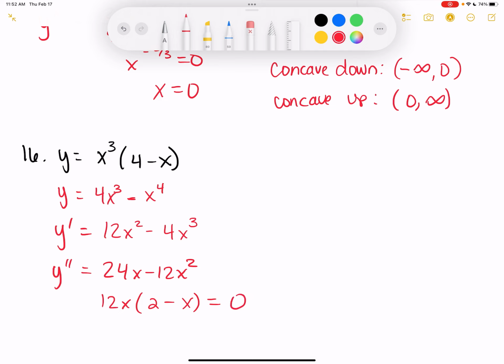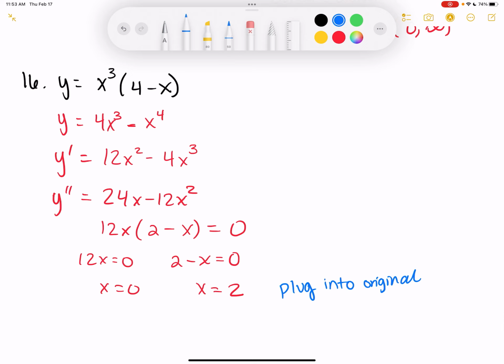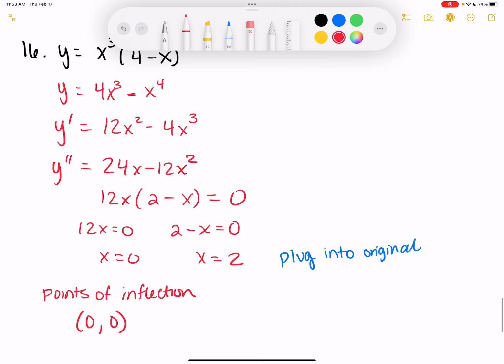So then 12x is equal to 0, or 2 minus x is equal to 0. So I have x is equal to 0, or x is equal to 2. We take these and plug them back into the original, because we're trying to find what the actual point of inflection is, so we need the xy point for that. So if I plug 0 into the original equation, what do I get? 0. So at 0, it's 0.